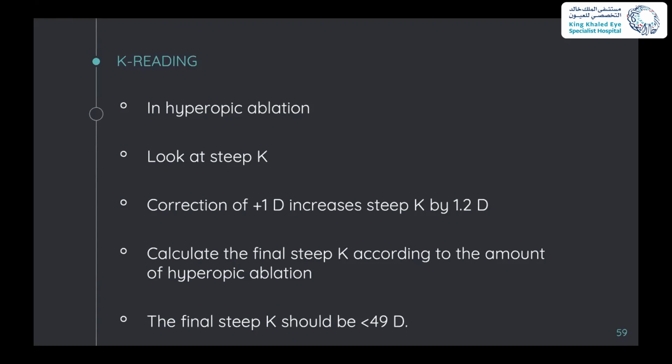This limitation between 49 and 34 is actually for the sake of having good quality of vision. If you exceed these numbers, you might get into a poor visual quality, more aberrations. And this will reduce the best corrected visual acuity, which is a bit serious.